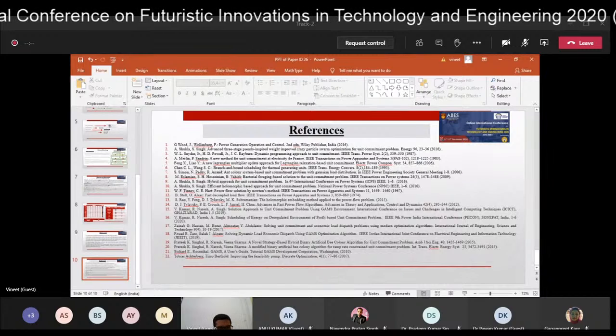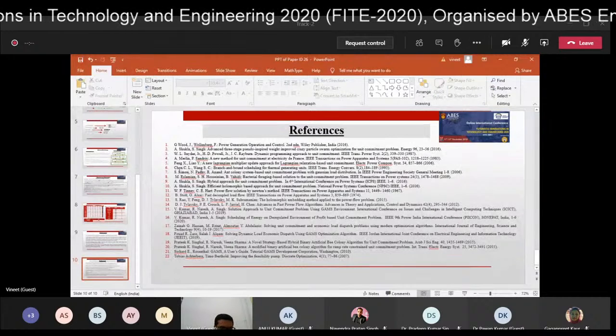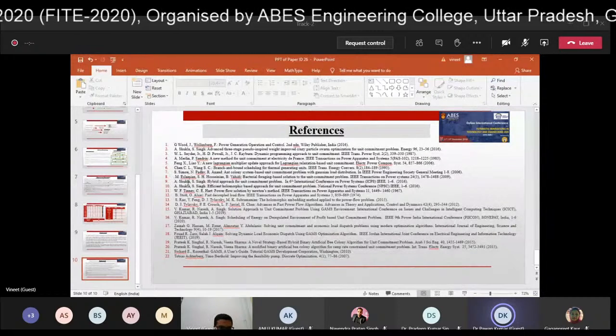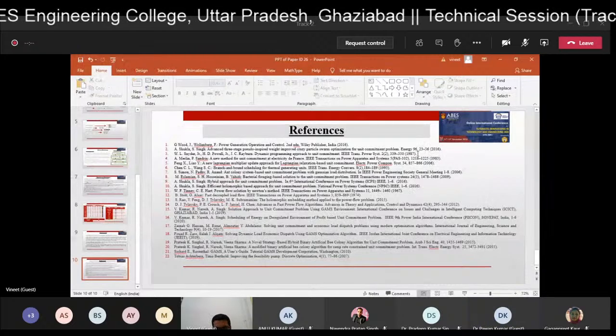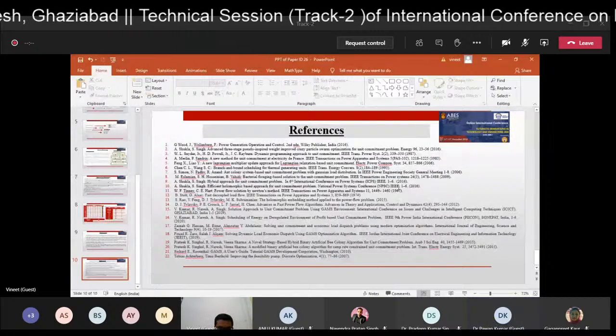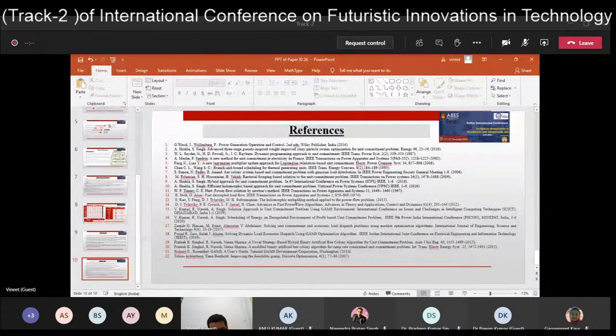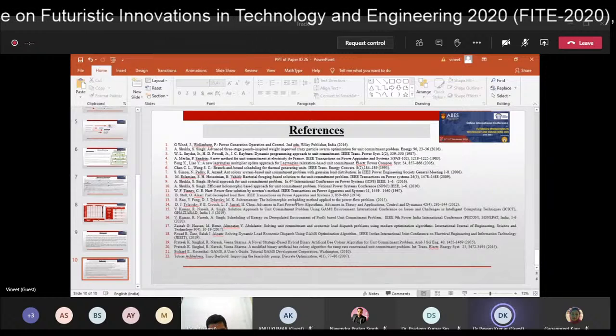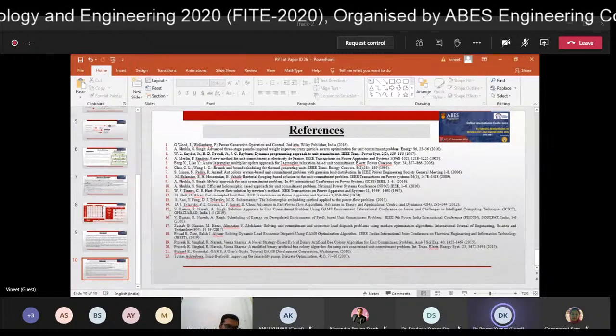Now, these are some of the references. I have taken 7, 9, and 10. These are the references to consider for my work, and I have compared the results. And the GAMS DICOPT solver gives the better results. So this is all from my side, sir.